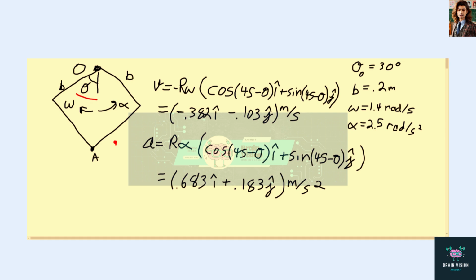And at that point, the velocity vector for that point would be rotating back towards the current position or the black position of A there. So that'll be down and to the left, which is the direction we got here. And the angular acceleration would be up and to the right, which is what we found for our acceleration.